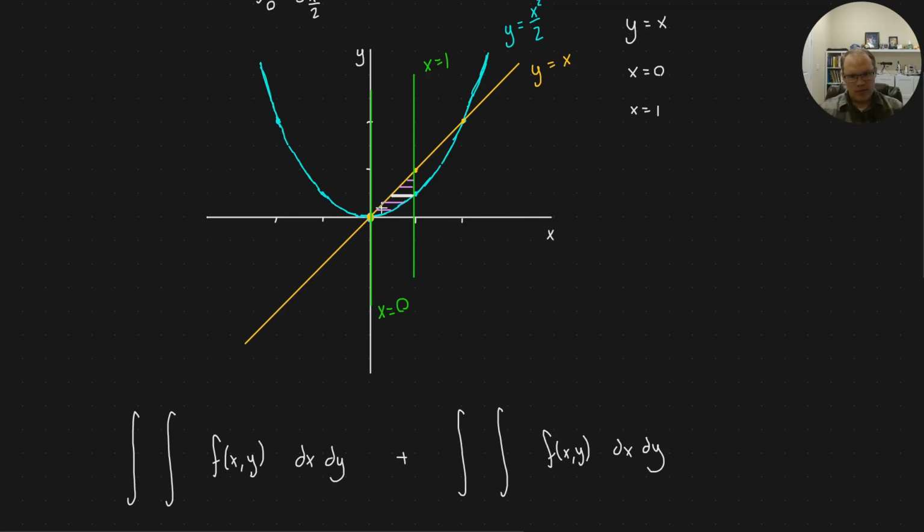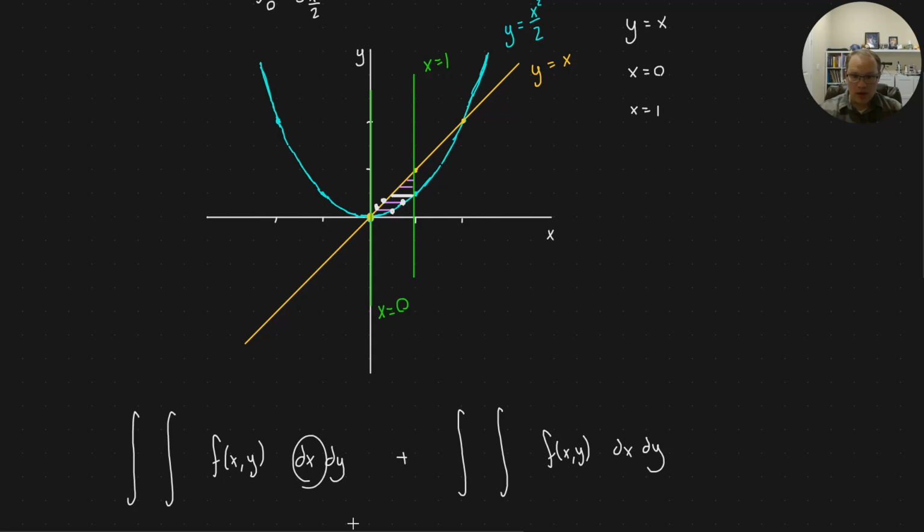Okay. So we want this lower half here. So we're going to go from the left edge of each one of these slices to the right edge. Those are going to be our limits of integration for our integral in the lower half. So the left edge is the line y equals x. The right edge is the line y equals x squared over 2.